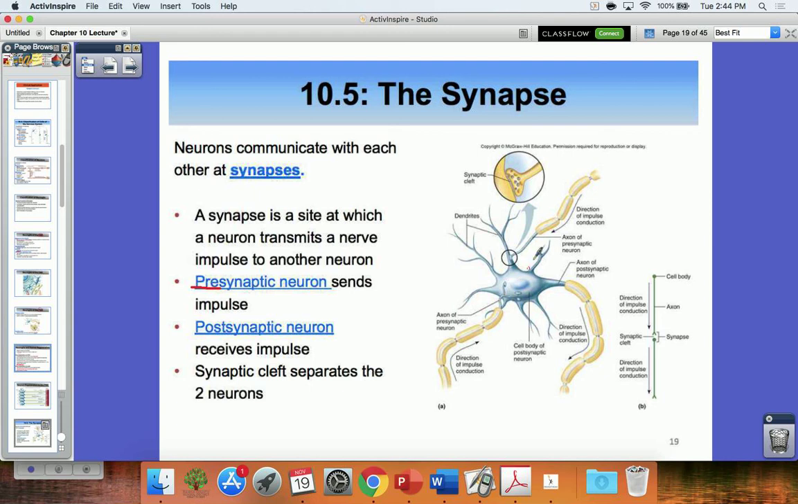Okay? So presynaptic is going to be sending the impulse. Post, after the synapse. Pre is before the synapse. Post is after the synapse. So the neuron that's after the synapse is going to be responsible for receiving that information.